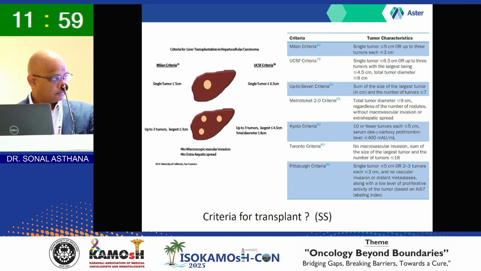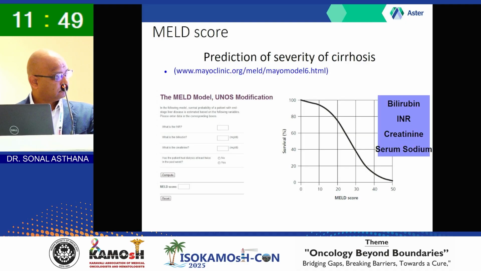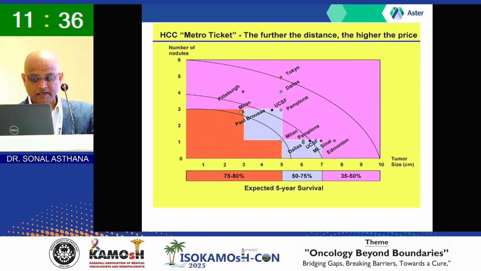Now this is the UCSF, and this is what most of the centers follow. Certain centers are now going a little more aggressive: any tumor, any number, but the total tumor diameter should be less than 9, and shouldn't have a macrovascular invasion or an extrahepatic spread. But I think most centers are predominantly focused on UCSF or Milan. Right? Sure. So you already mentioned the MELD score. This is the score that we normally use in liver disease, looking at the severity of liver disease. So a MELD score of 15 basically indicates transplantation.